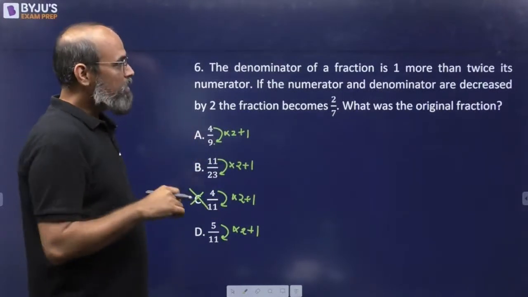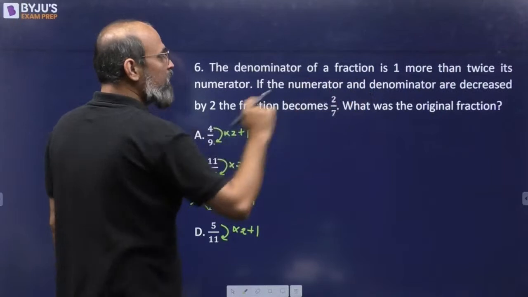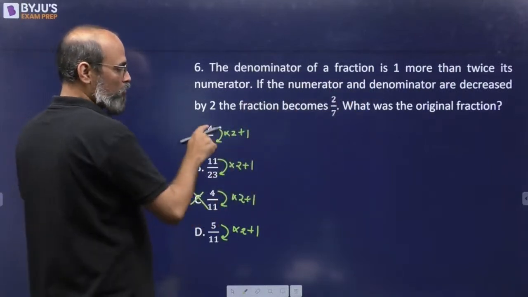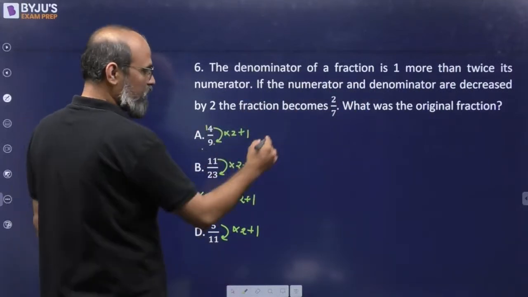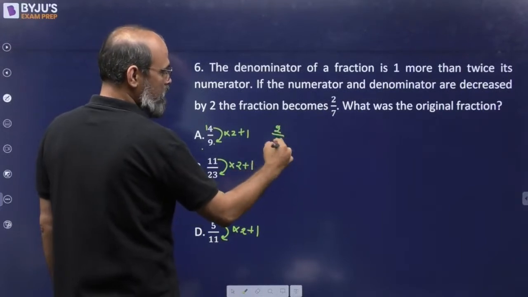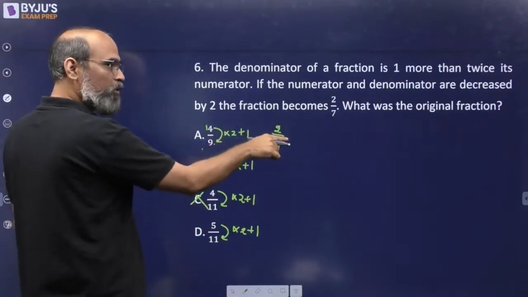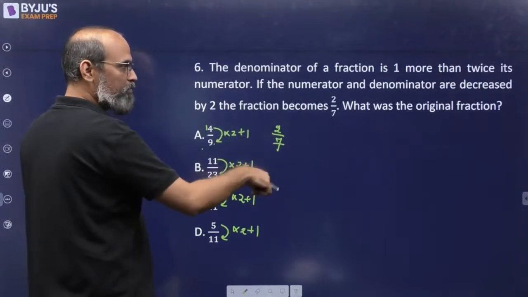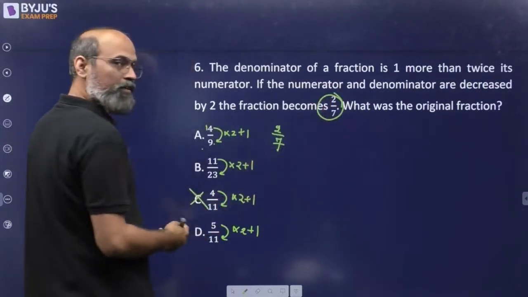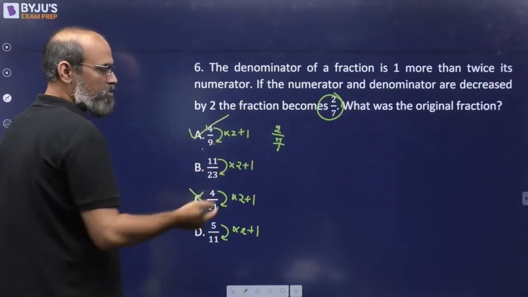नहीं होगा. Next, if numerator and denominator are decreased by 2, so numerator denominator दोनों को आप 2 से decrease कर दोगे. So this one will become 2 by 7. 4 में 2 कम करा, 9 में 2 कम करा, 2 by 7 हो गया. The fraction becomes 2 by 7. Great. पहला option ही मैच कर गया. ये आंसर है.